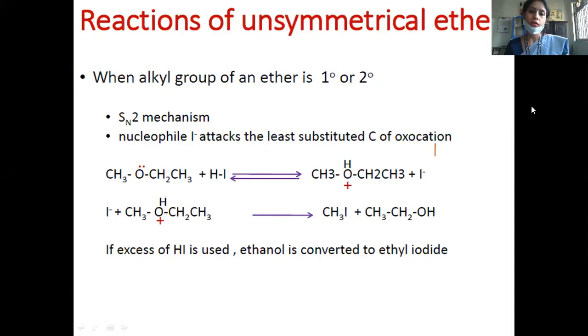Good morning, students. Today we will take up the second part of ethers and epoxides, and this part is about the reactions of unsymmetrical ethers. So it is basically about the reactions of ethers.